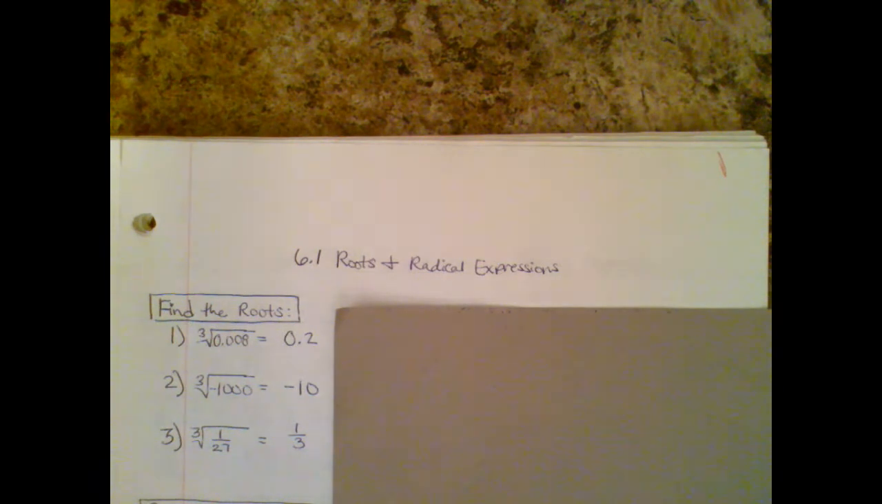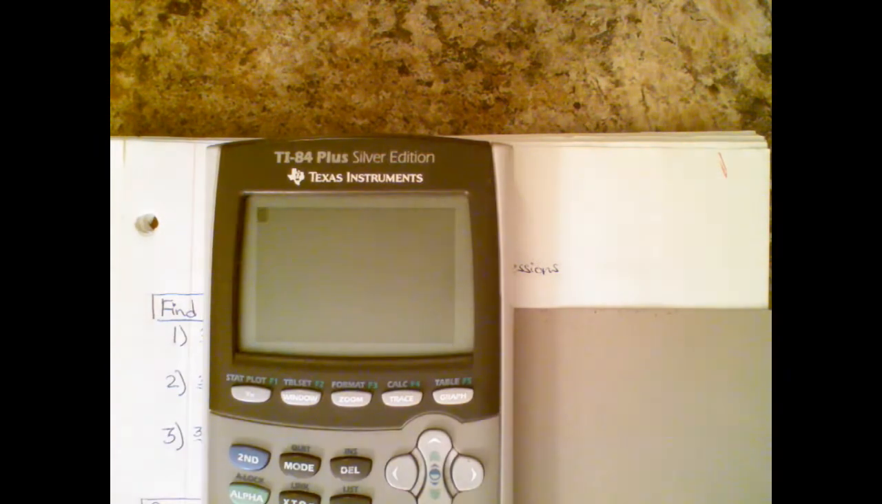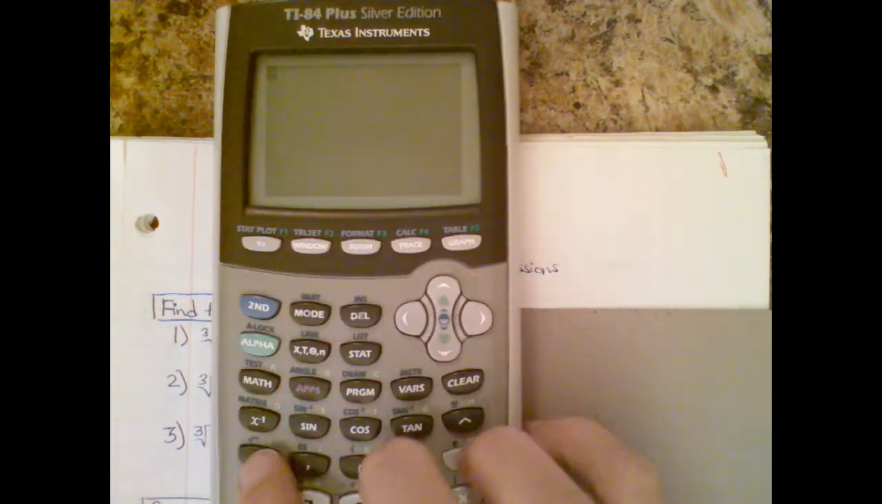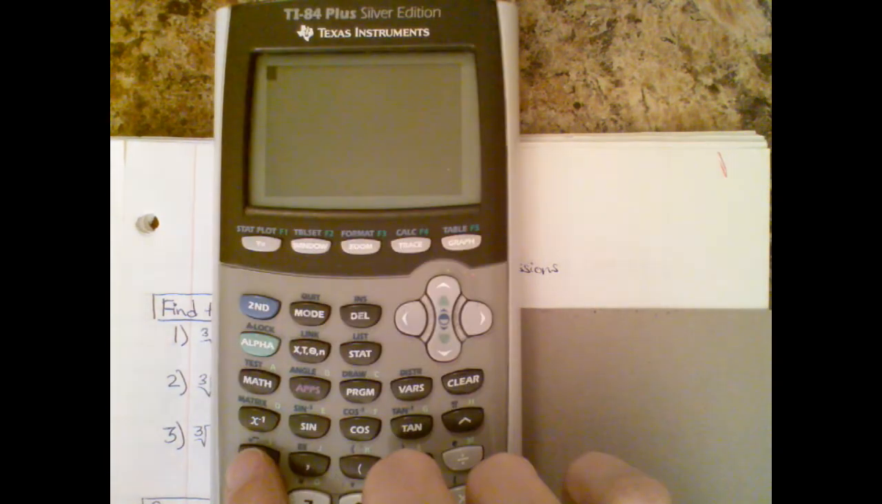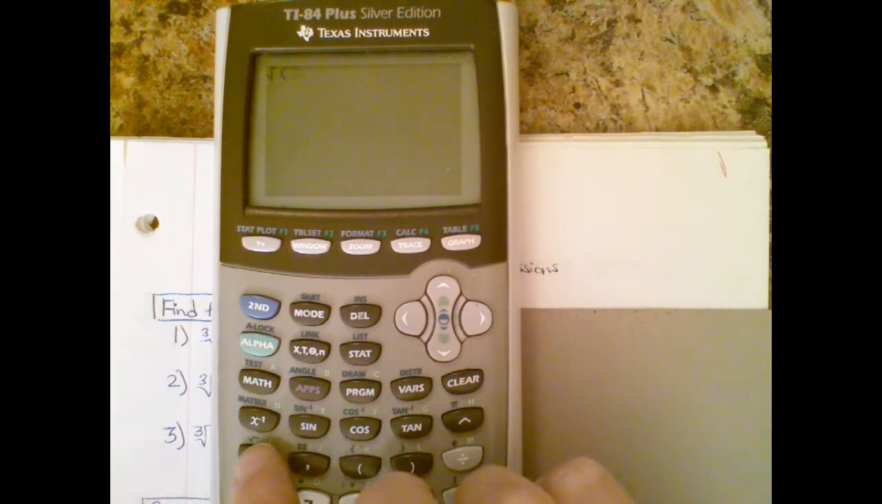Hello, we're going to start chapter 6, which is working with roots and radical expressions. This first section, I'm going to show you on the graphing calculator how to get radicals. So the first part, notice right here in this first column there's that square root button. If you click second and then that square root button, we can find the square root of any number.